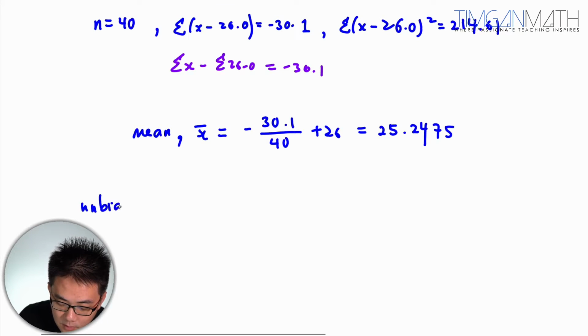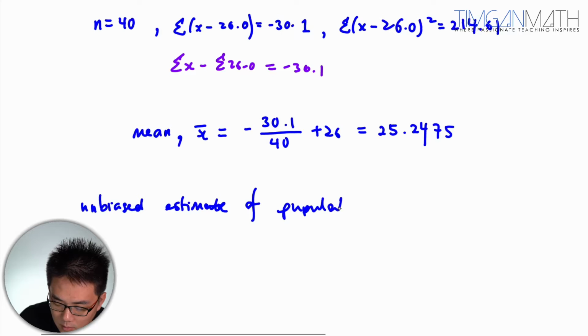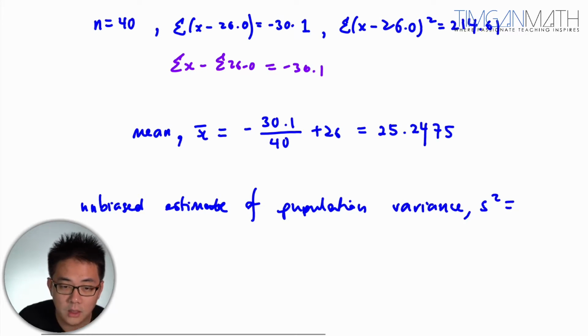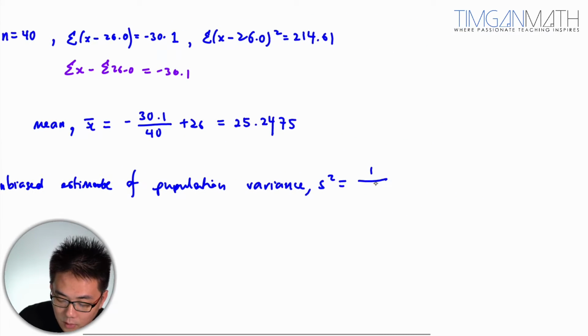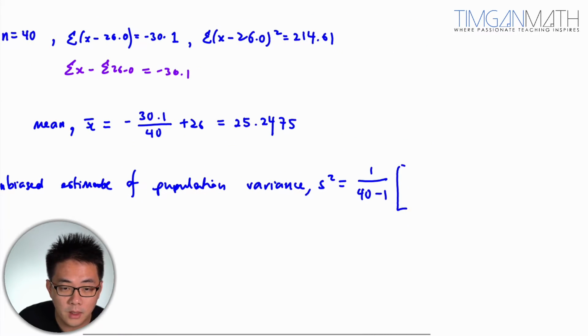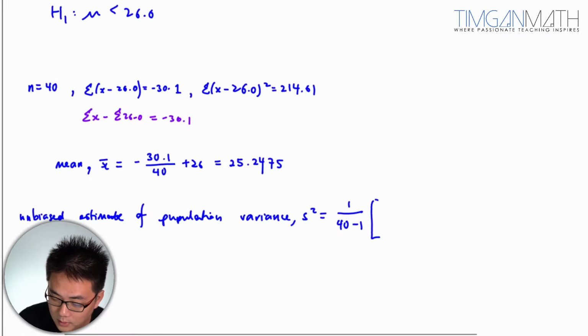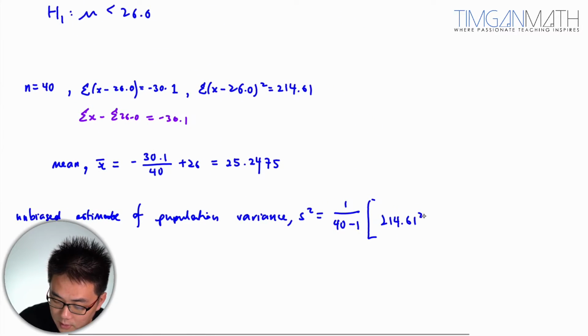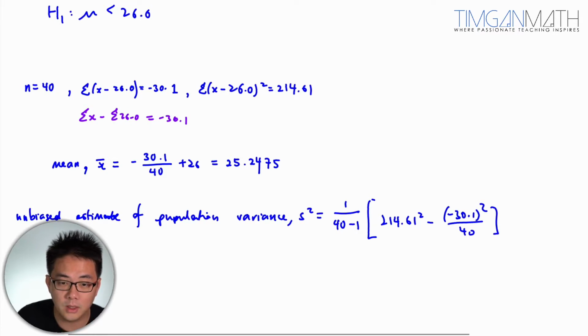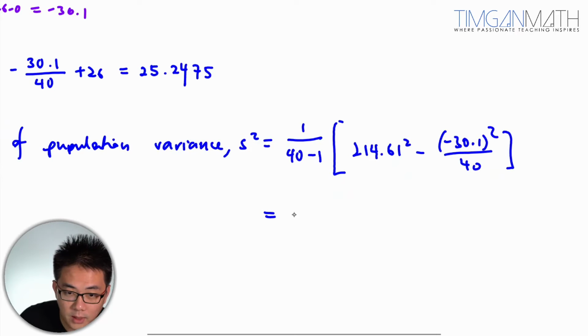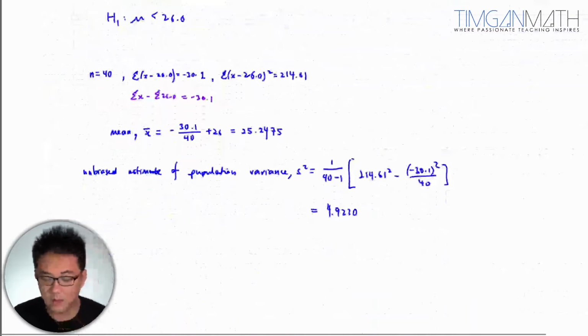Great. Now we're going to find the unbiased estimate of population variance, so this is S squared. Using the formula, we have 1 over 40 minus 1 times bracket 214.61 minus negative 30.1 squared over 40. Okay, so I think this is pretty okay. Once this is done, what we get is 4.9220. You can just key in the calculator because this is what we need to find.